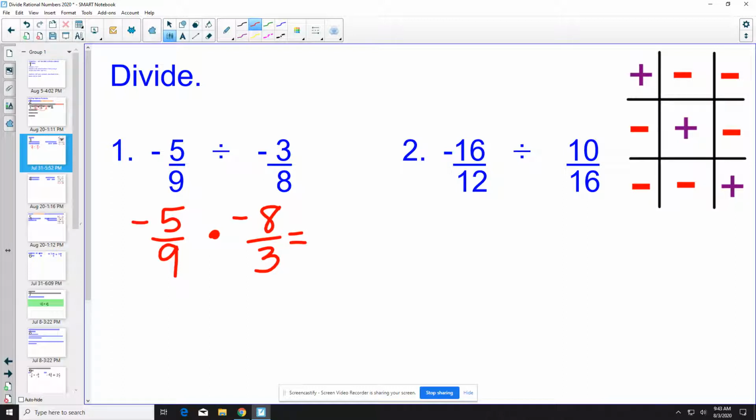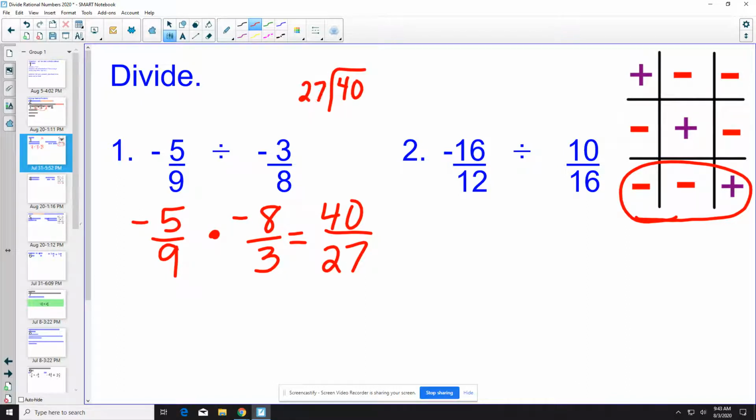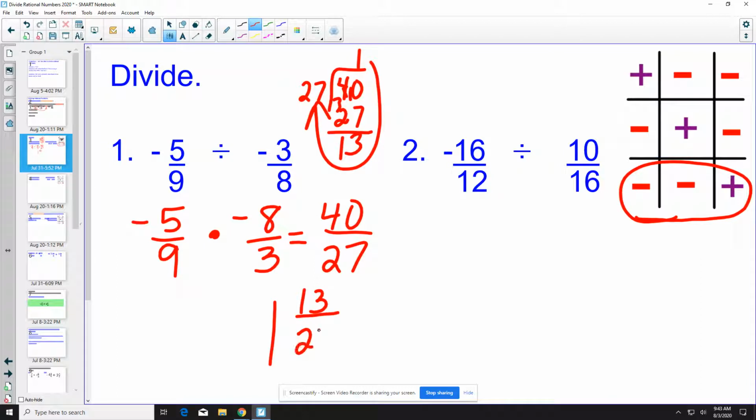Now remember, we've got a negative times a negative. So a negative times a negative is a positive. So our answer is going to be positive. I'm going to multiply 5 times 8 to get 40, 9 times 3 to get 27. That's an improper fraction because 40 is larger than 27. So we're going to have to change it to a mixed number by dividing. So we're going to take 40 and divide by 27. 27 goes into 40 once. I'm going to borrow, and I'm going to have 13 left over. So if I go in a circle, this would be 1 and 13/27ths.